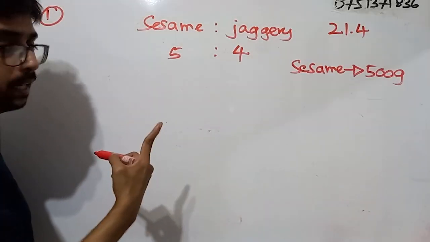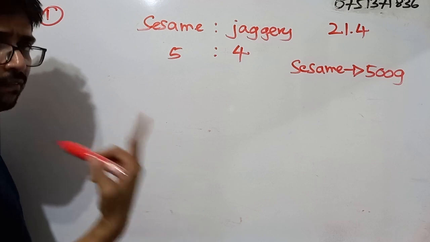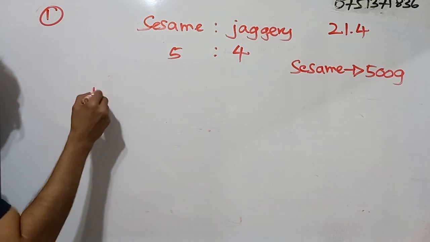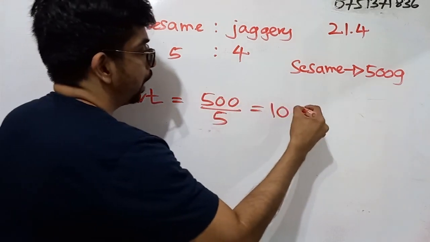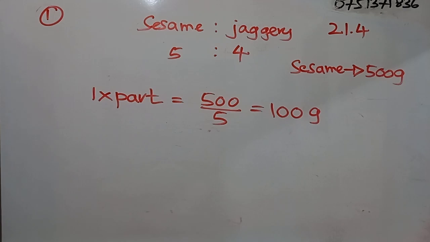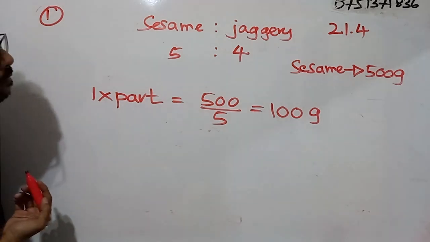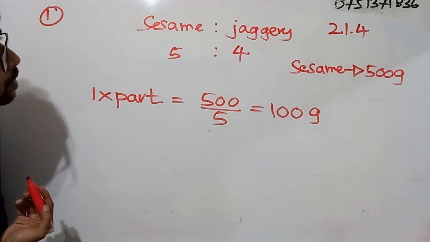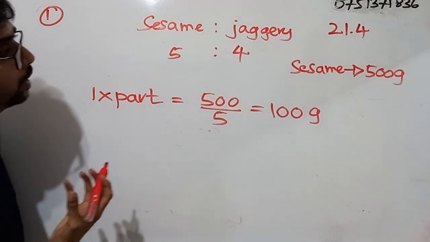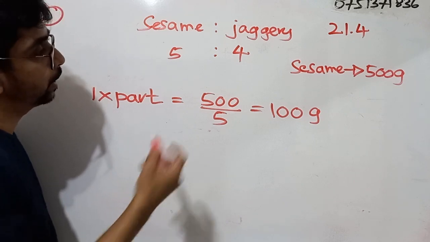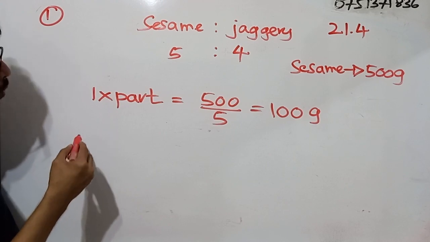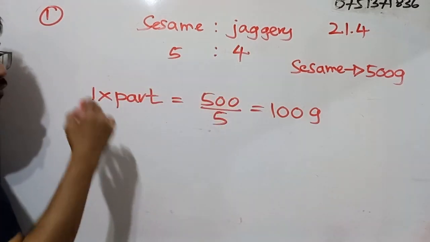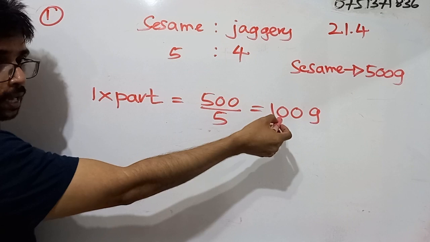So we can calculate the value of one part. What is the value of one part? 500 divided by 5. So what do we get? 100 grams. What are they asking? How much jaggery is required if 500 grams of sesame is used? So we have to calculate the amount of jaggery. How many parts are there? 4. The number of equal parts is 4, and we know the value of one part is 100.